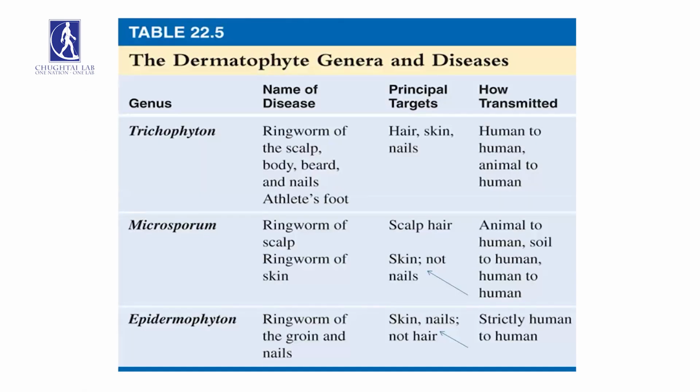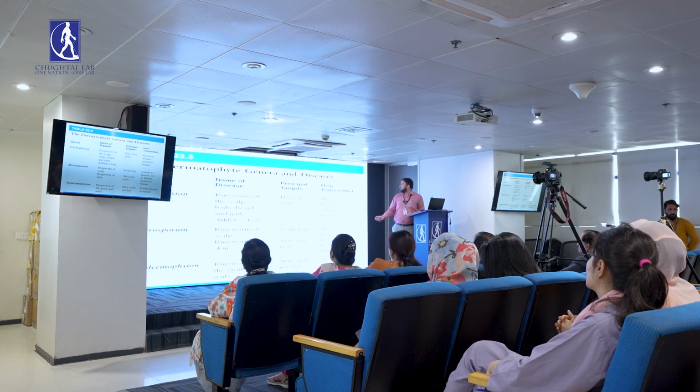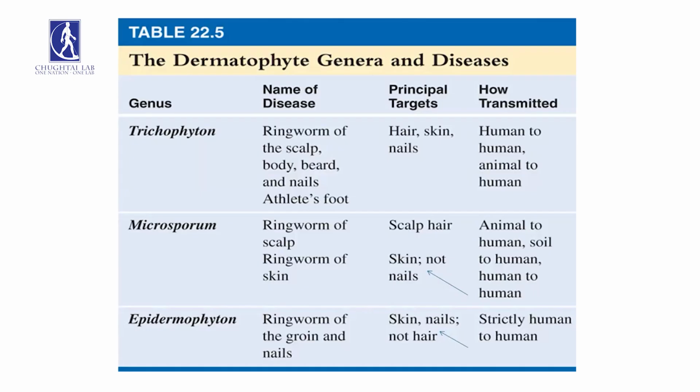So the 3 most important dermatophyte genera for humans include Trichophyton. Trichophyton species can cause infections of skin, nail, and hair. These can involve any of the 3 superficial components. Microsporum can infect the scalp or skin. Microsporum species usually do not infect the nails. And Epidermophyton only includes a single species, and it can infect either the skin of the groin or nails. So Epidermophyton usually does not infect the hair, whereas Microsporum species do not infect nails.